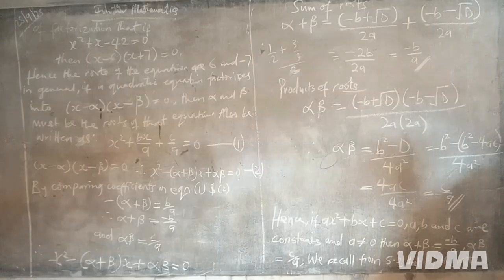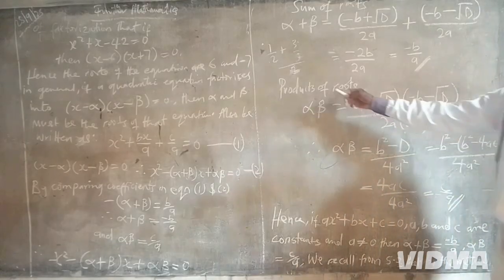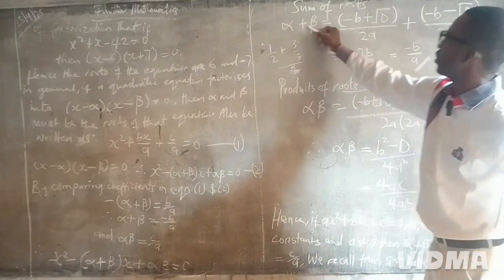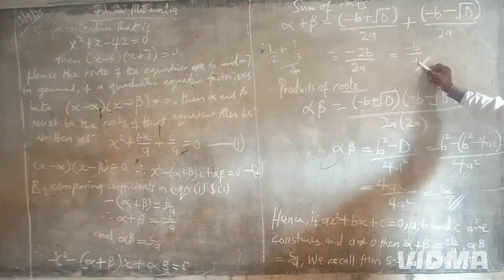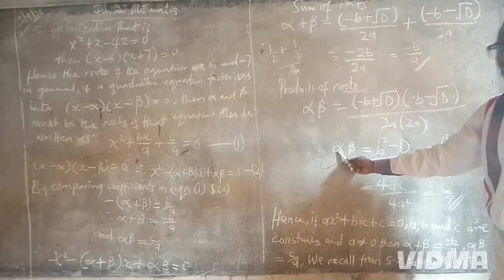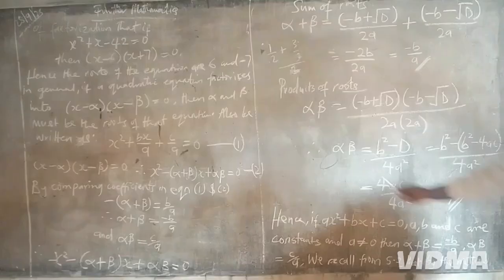Minus b over a. Look at it here. What's our alpha plus beta? Alpha plus beta is minus b over a. And alpha multiplied by beta will give us what? c over a.